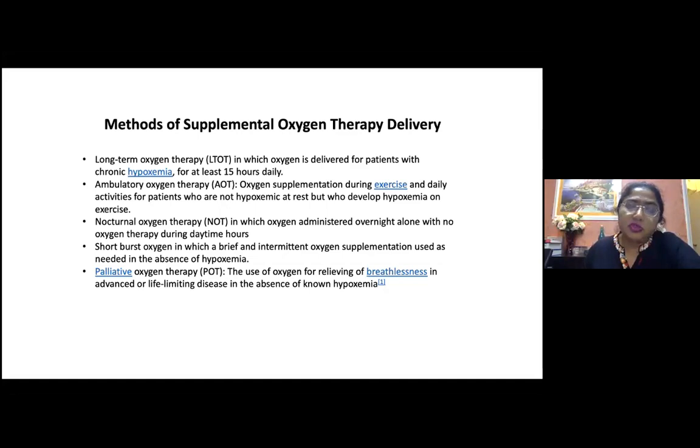Short burst of oxygen, in which a brief and intermittent oxygen supplementation is used, is needed in the absence of hypoxia. A patient in hypoxia cannot have a short burst of oxygen therapy. It has to be a continuous oxygen therapy. So nowadays, oxygen cans are very much in vogue, but a can only give you an oxygen burst therapy. So that actually is not a good way of dealing with things. Palliative oxygen therapy is for relieving the breathlessness in advanced life-limiting diseases like interstitial lung disease, etc.